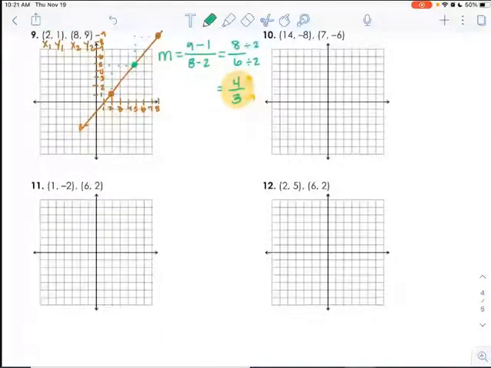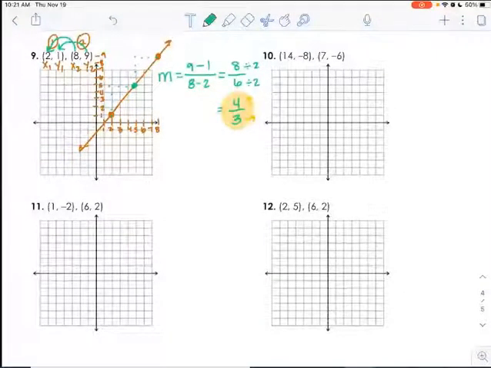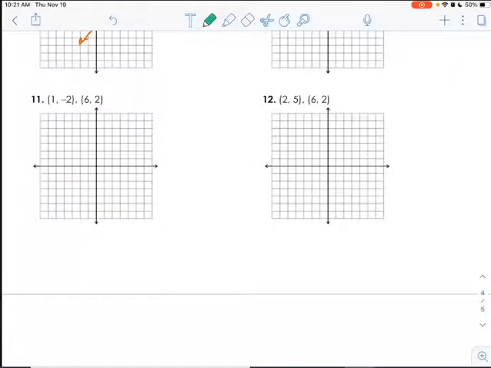For number 11, we have 1, -2, and 6, 2. Step 1 is to label my points. This is point number 1, so I have x1, y1. This is point number 2, so I have x2, y2. Step 1 is done. Next, I'm going to plug these points into the slope formula.